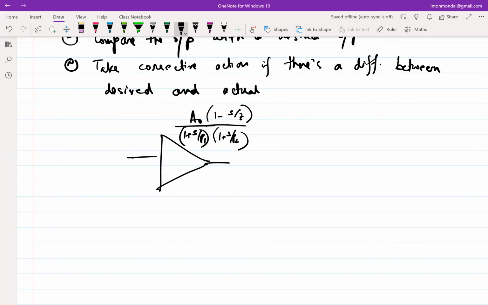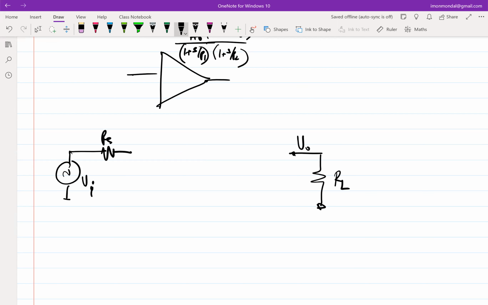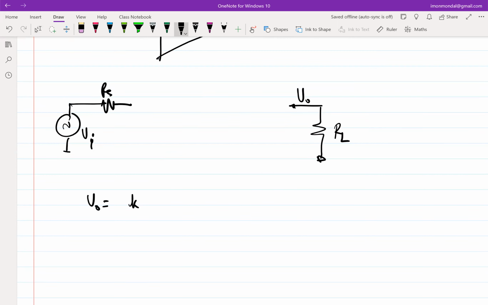And the hope is that I have an input and an output, and I am observing the output here. We want V0 to be equal to some K times Vi. This is our goal, and we want to do it using negative feedback. Let's say K is not 1000 or something; let's say K is maybe 5.